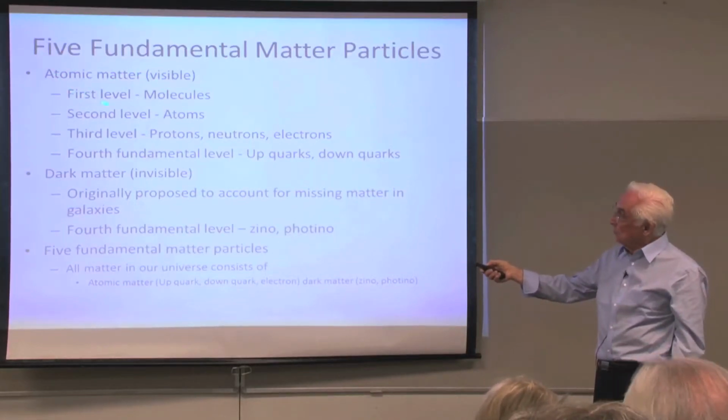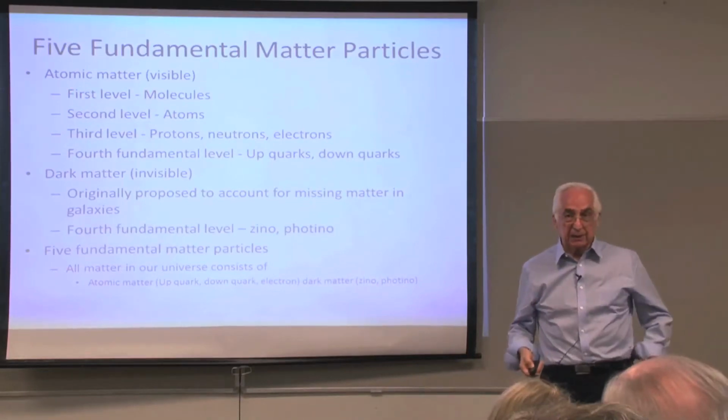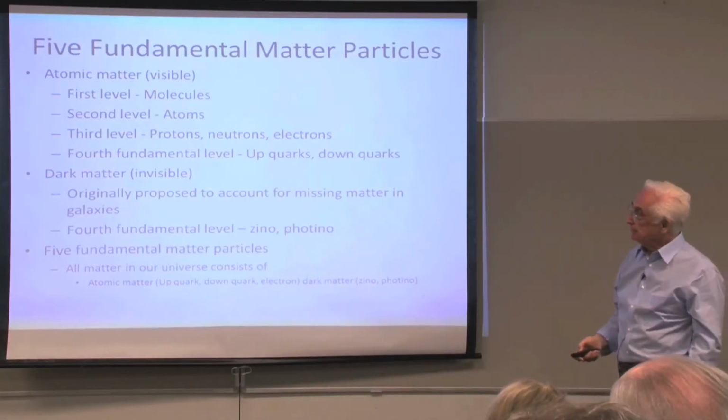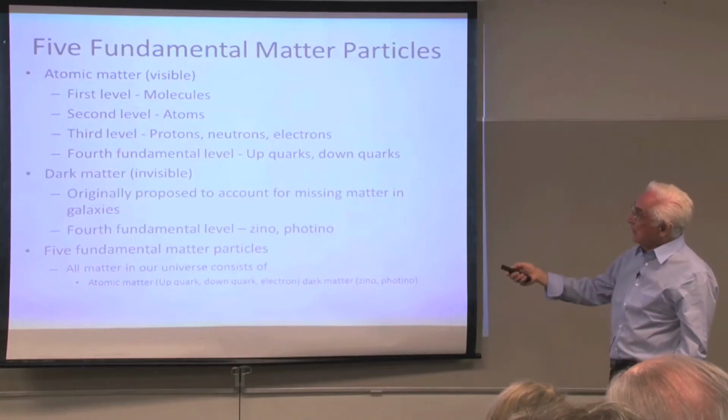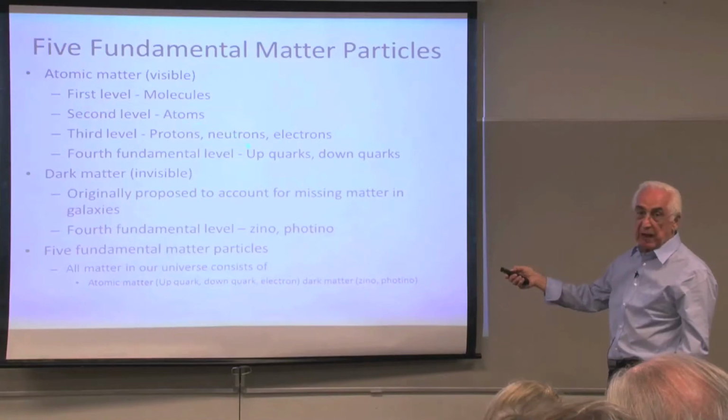At the first level are molecules like the water molecule and the carbon dioxide molecule. At the second level, we can take the molecules and break them down into their constituent atoms. For example, water is H2O, 2 hydrogen, 1 oxygen atom, and carbon dioxide is 1 carbon and 2 oxygen atoms.